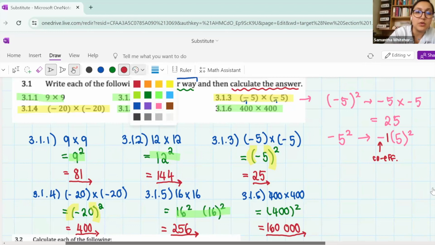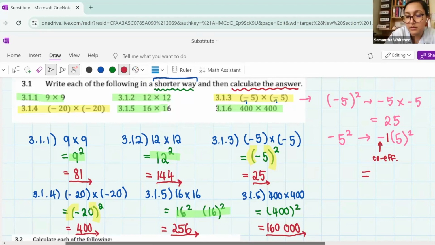And so what that means we're dealing with here is a situation where we've got -1 times the 5 squared, so times 5 times 5. -1 times +5 is -5, and -5 times 5 is -25.